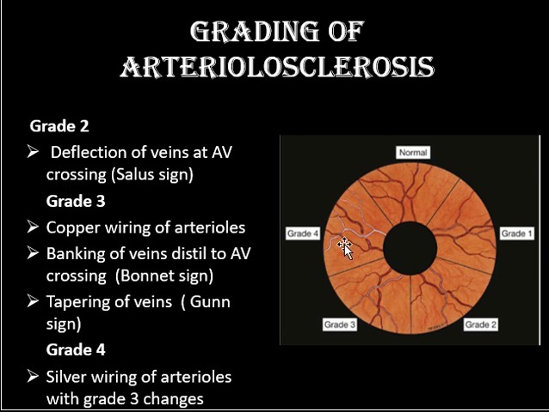And the fourth grade of arteriosclerosis is silver wiring of the arterioles, and this is associated with all the changes in grade 3 along with the silver wiring. All the veins are occluded. There's no blood inside now. So you see the empty blood vessels or the empty arterioles here. You cannot see any blood actually. This is basically occluded blood vessels and the signs of severe hypertensive retinopathy.